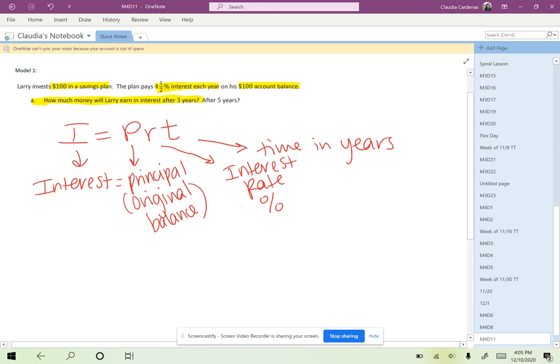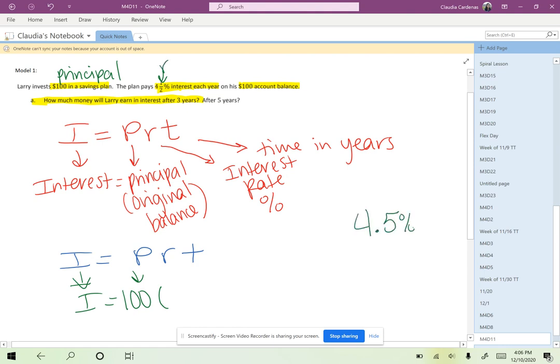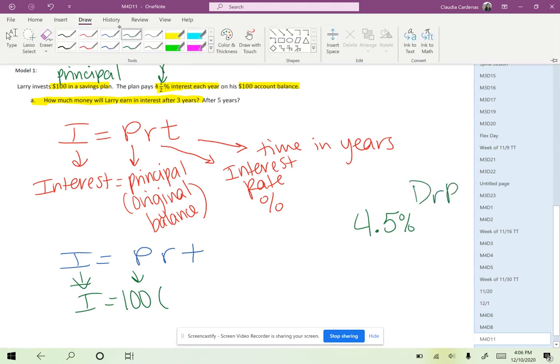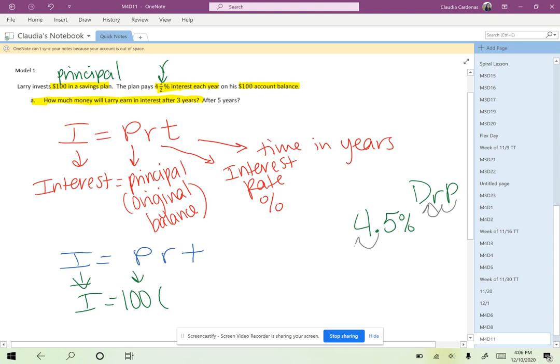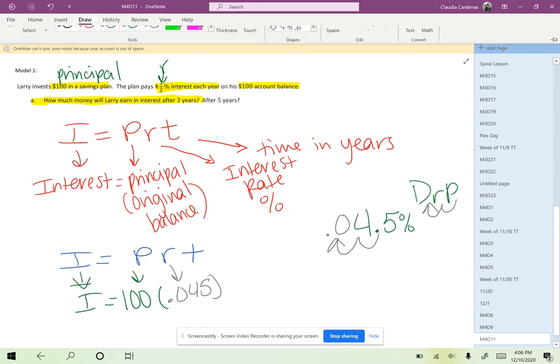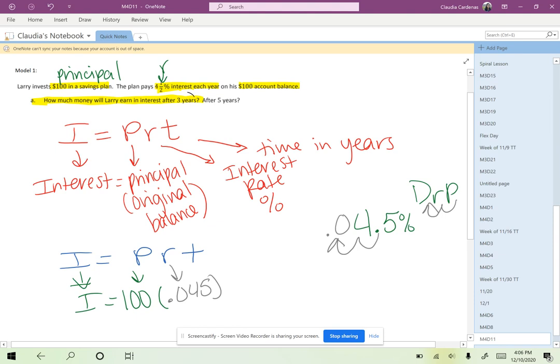So we're going to substitute the values that we have into our equation. Let me rewrite it. I equals PRT. We know that the interest is what's missing, so that is going to remain as an I. The principal is the amount that we start off with, which is the $100 in savings. We know the interest rate is the percentage, the 4.5%, and we know we have to convert percents to decimals before we put them into an equation. So I have 0.045 as our interest rate. And the time that we have is 3 years.